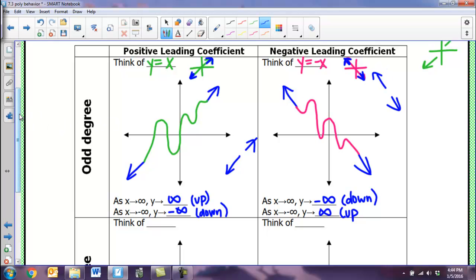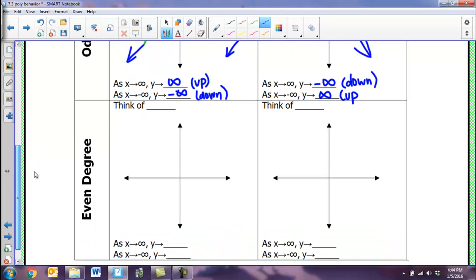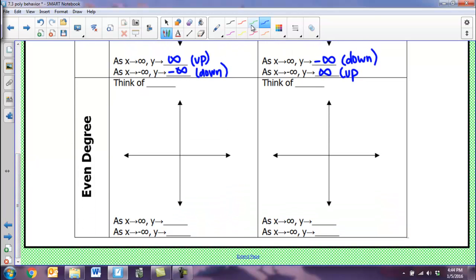All right, now let's look at those even degrees. Even degree, 2, 4, 6, 8, all of those. And so we know one of our favorite even degree polynomials would be y equals x squared, that quadratic parent function. And if I think about what the graph looks like of that guy, it's that u that has both of the arrows pointing up. And so that's what this type of polynomial looks like.